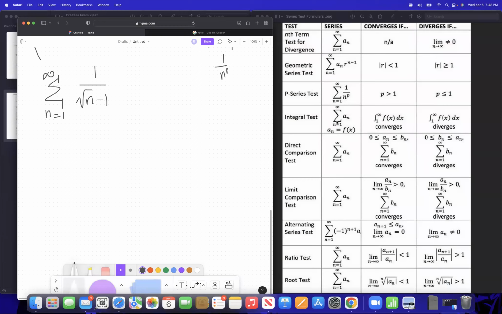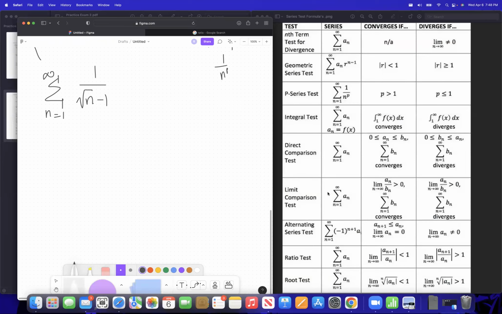Integral tests may work, who knows, but let's try to avoid it if possible. It's not alternating, because it doesn't have a (-1) to the n out front. And it's not the ratio or the root test. We don't seem to notice any factorials. So that leaves one of the comparison tests.